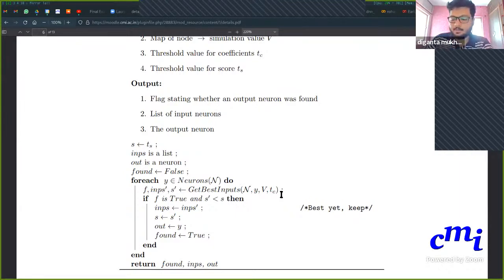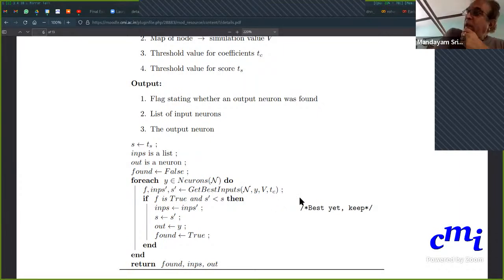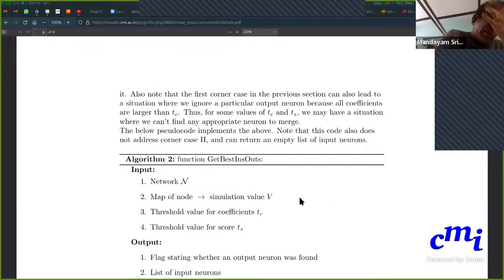Is that okay? Yeah, but that's where there are some subtleties that come in. Maybe you want to... Okay, so choosing the neurons will require you to pay attention to corner case 1 and 2. Yes.